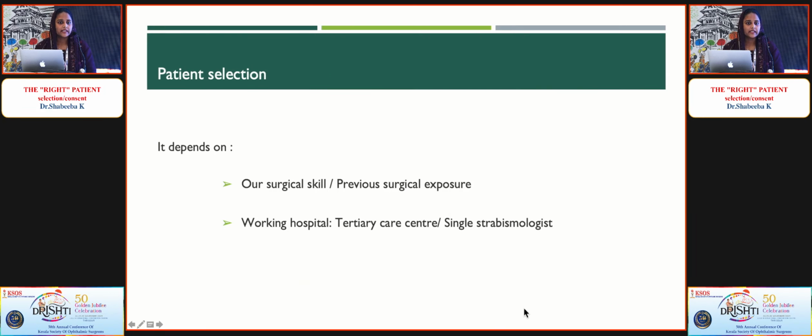Coming to the selection of patients, it mainly depends upon two factors. First one, our surgical skill and previous surgical exposure, and second one, where we are working. If we are working in a tertiary care center, we have lots of referral patients and we can choose convenient cases according to our skill, and also our seniors will be there to guide us. But as a single strabismologist, we don't have that advantage. We hardly get a convenient case to do.